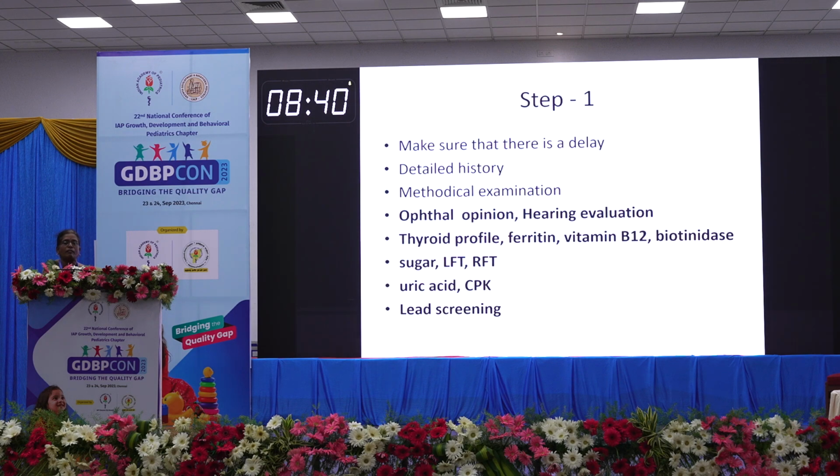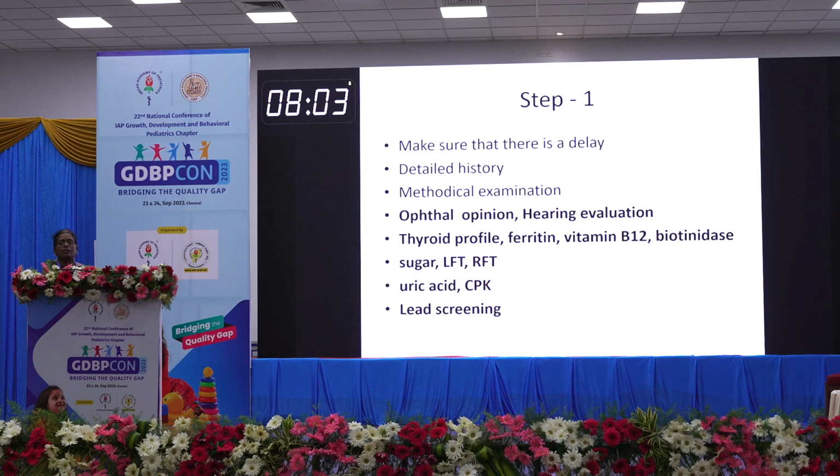As step one, when we have satisfied ourselves that this particular child is having a developmental delay, the first and foremost step again is to make sure that there is a delay: detailed history and methodical examination, ophthalmological opinion and a hearing evaluation are a part of the evaluation of a child with developmental delay. Apart from blood sugar, RFT, LFT and all, these four things are very important: thyroid profile, ferritin to rule out iron deficiency anemia, vitamin B12 to rule out vitamin B12 deficiency, and biotinidase deficiency. All these are treatable causes of developmental delay.